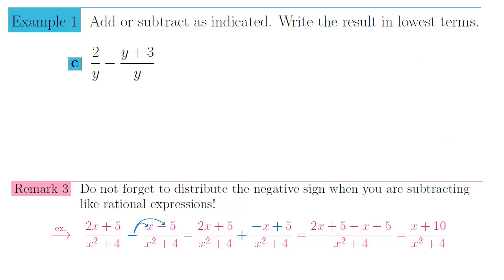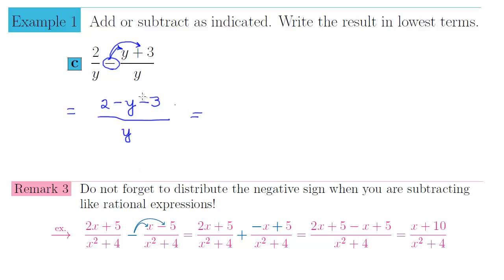So let's keep that in mind as we go about doing this example. 2 over y minus y plus 3 over y. First thing we want to do is put the numerator terms together because the denominators are the same, and doing so we have to remember to carry this minus sign through to each of these terms. So that means in the numerator I have 2 minus y and then minus a positive 3, which is a negative 3. Again, minus y minus 3. That's our numerator. It's all over the common y denominator.